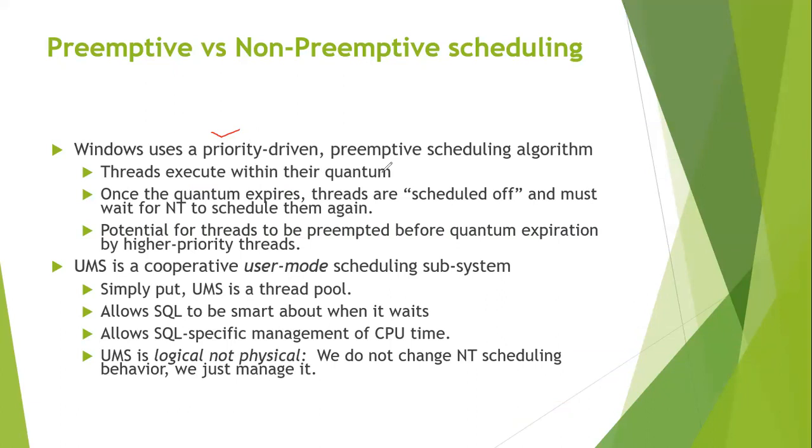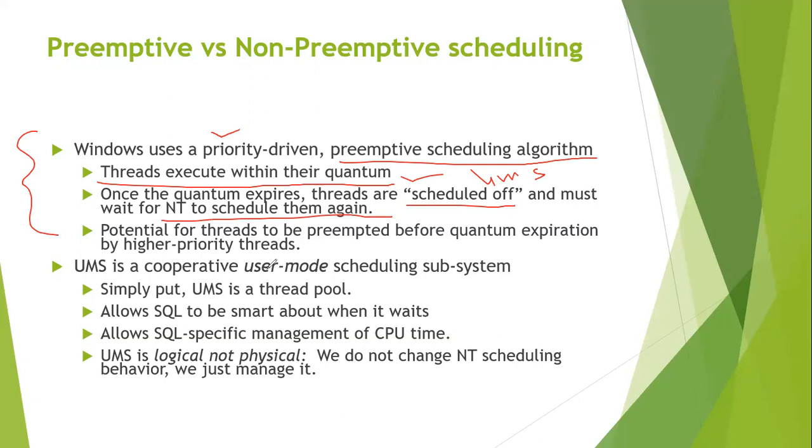I mean, it will be yielded from the CPU, and it will allow other high priority threads to run on the CPU, right? Preemptive scheduling algorithm: threads execute within their quantum. So this is the operating system. Threads execute within their quantum, that is your 4 millisecond quantum. Once the quantum expires, threads are scheduled off. It's nothing but it will come out of the CPU and must wait to be scheduled again. And it is nothing but your Windows operating system.